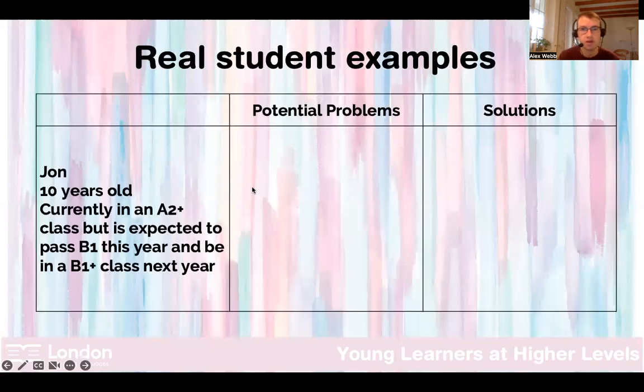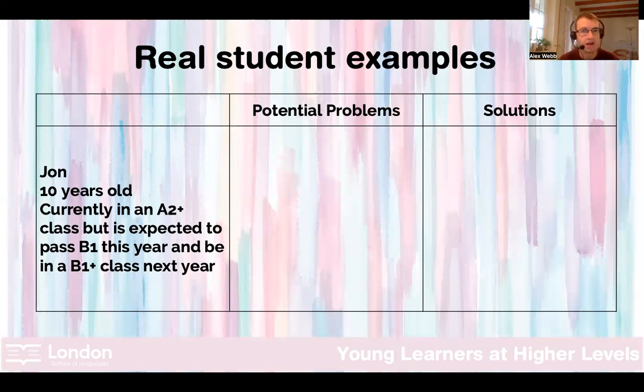Okay. So what I wanted to do now is have a look at some real student examples. These are students that I have taught over the last couple of years, and who are examples of students that have progressed very quickly through the levels. So the first one we've got here is John. John was 10 years old when I taught him. He was in an A2 plus class, but then was expected to move to B1 to pass the B1 exam, so pass Preliminary, and then be in a B1 plus class next year. So starting to prepare for First Certificate when he's 11 years old.